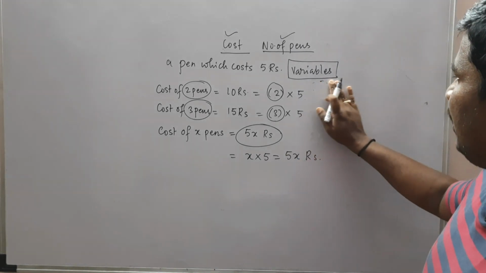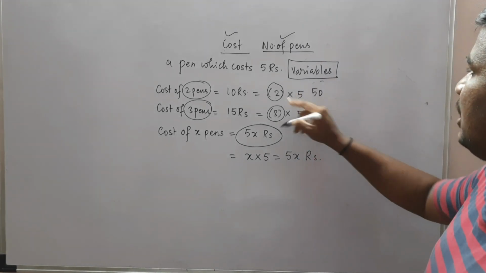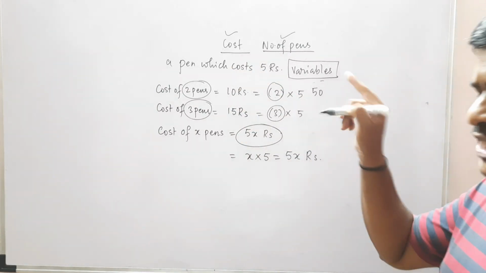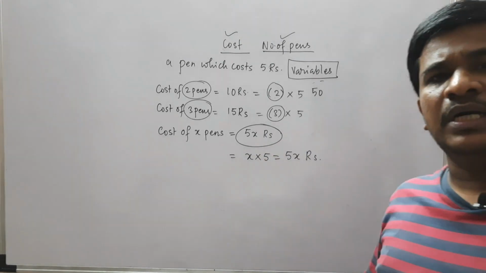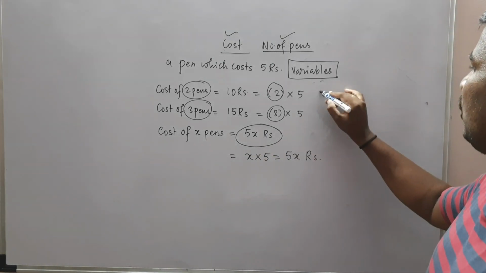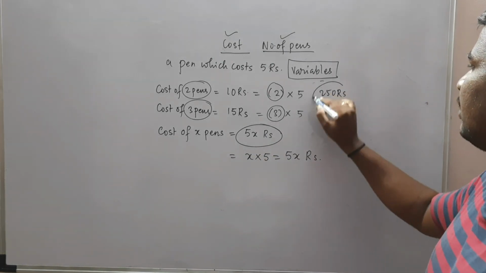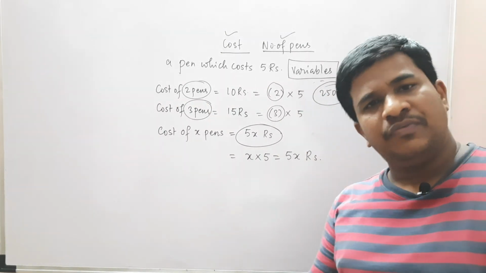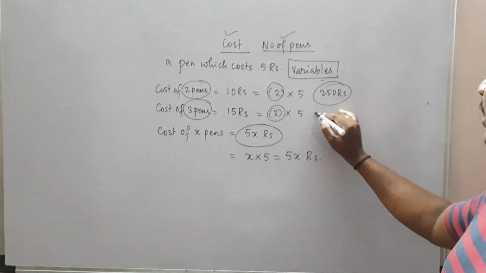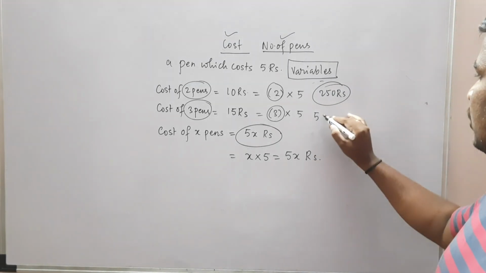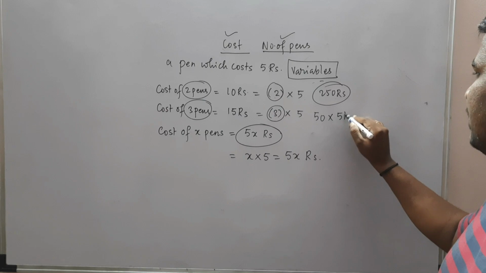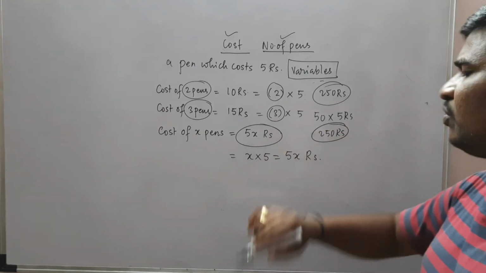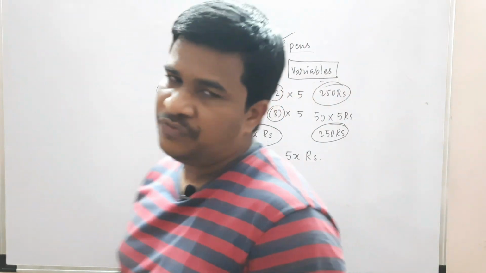So what we do here is, in this particular example, we have considered the cost of 1 pen as 5 rupees. So this boy or the girl who is celebrating birthday must spend 250 rupees. Then only he can get 50 pens. Because the cost of 1 pen is 5 rupees. So 50 pens into 5 rupees. So he has to spend an amount of 250 rupees so that he'll get 50 pens.